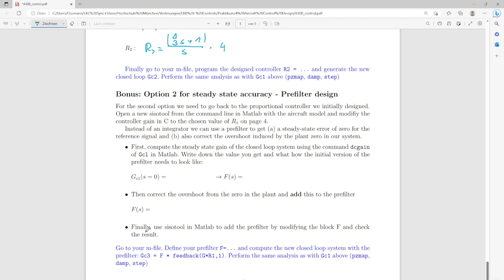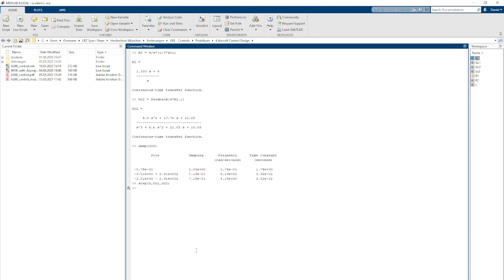For the second option, we need to go back to the proportional controller, and now, instead of doing an integral, we still want to ensure the steady state accuracy by a pre-filter. Okay, so we should go to Matlab and see the static gain of our first closed loop, where we had proportional feedback. So GC1 was that, and now you can simply call dcgain. And this command gives you the static gain.